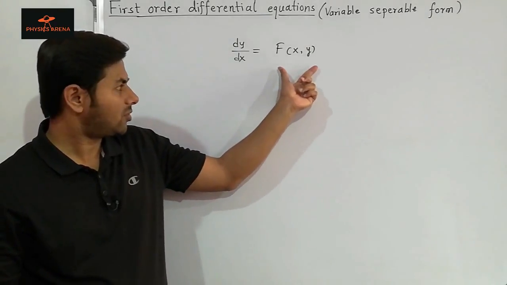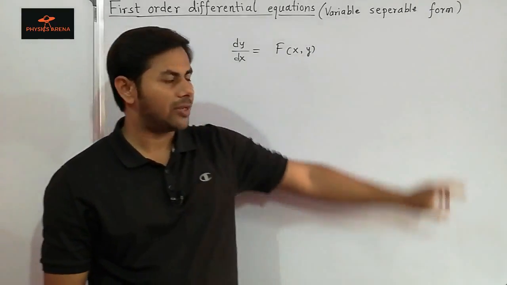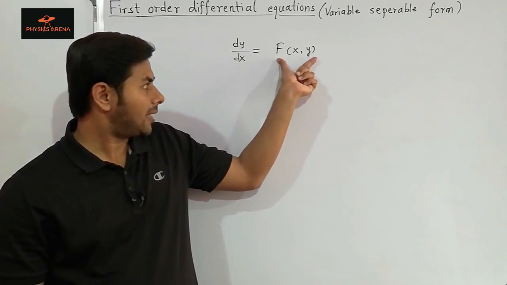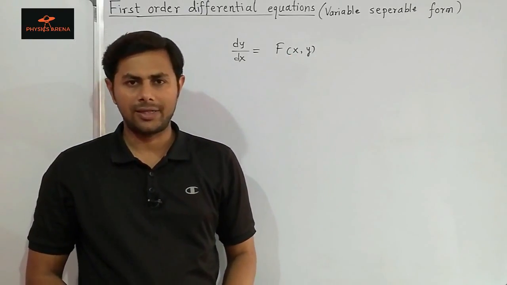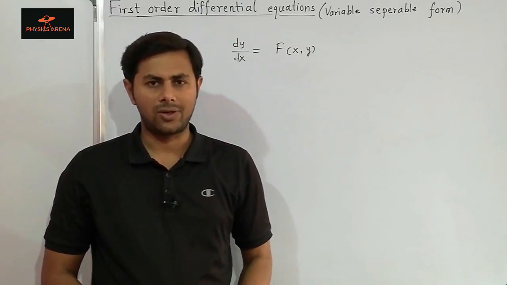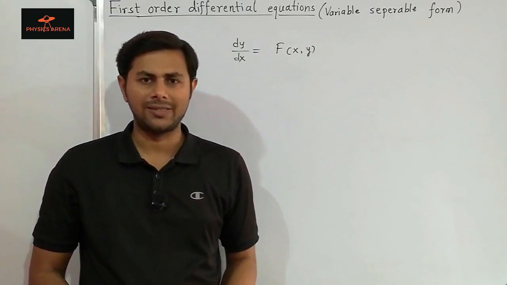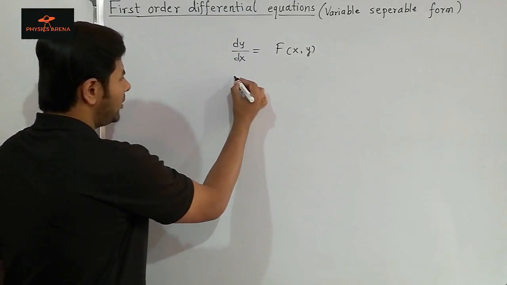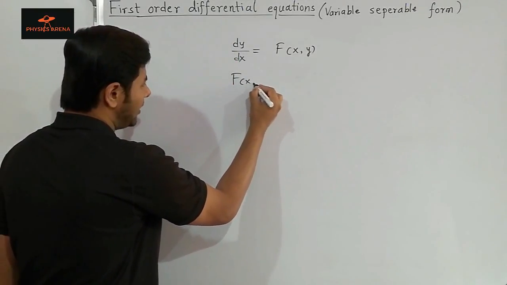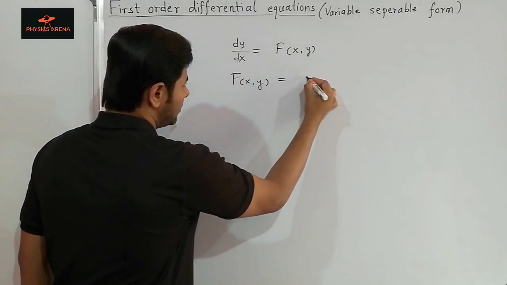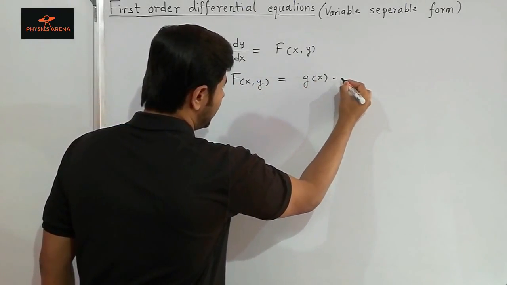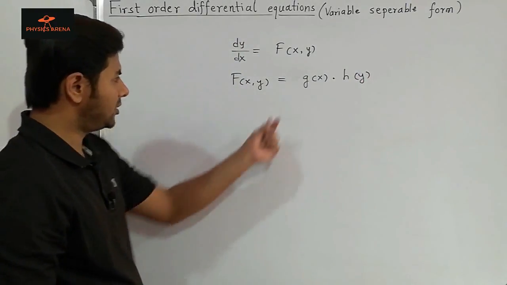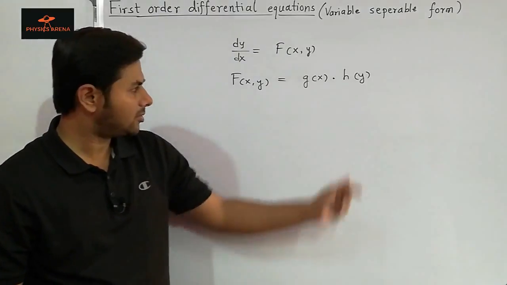Now in order to solve this by variable separable method, we have to try and write this f of x and y as product or division of two separate functions of x and y respectively. So let me show you how. We will write f of xy equals to some function of x multiplied by some function of y. So g is function of x and h is function of y.